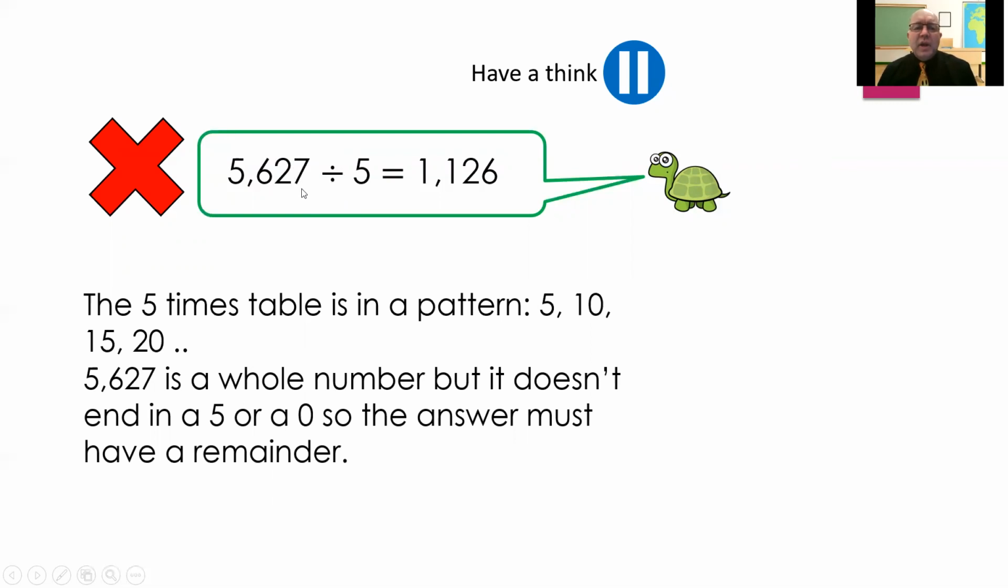We're going to have a remainder, and in this case, we're going to have a remainder of 2. Because the 5 will go into 25, not 27, 25. And so there'll be 2 left over. And there's your final answer, 1,125, remainder 2.